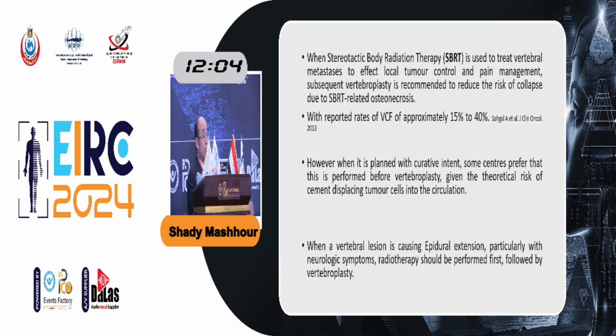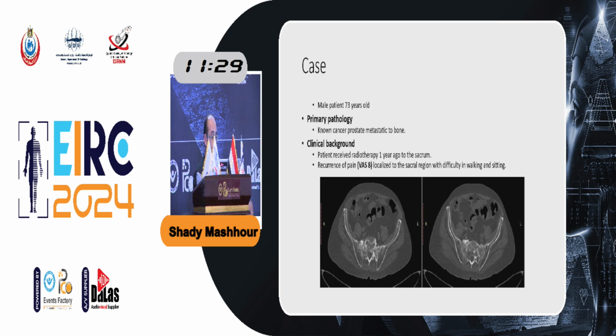However, and especially when SBRT is considered, SBRT has a risk of 15 to 40% of vertebral compression fractures after SBRT, so we usually go for vertebroplasty before. However, in some cases where it's a single metastatic lesion and the intent is curative by SBRT, we usually do our consolidation after to avoid the theoretical or potential risk of displacing tumor cells inside the circulation. Also, when there is an epidural extension, we usually wait for cementoplasty after the epidural extension has been managed and do our vertebroplasty.